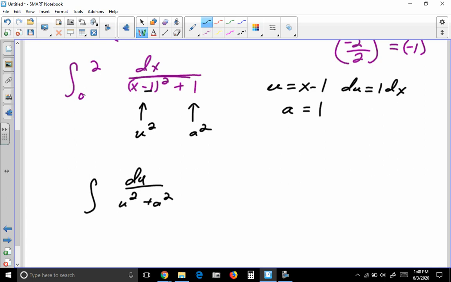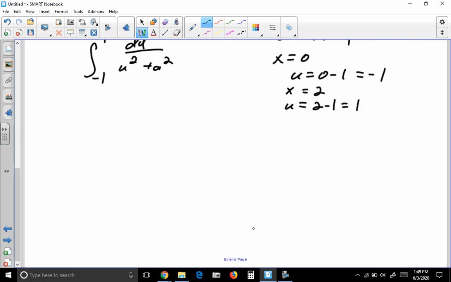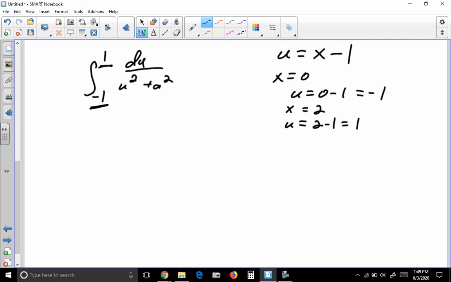So we could integrate that and change it back into x's and plug in 0 and 2, or we can go ahead and change our limits. We know the relationship between u and x, so this is an x value, that's an x value. So if we want to change it to u values, when, let's see, if x is 0, then u is 0 minus 1 or negative 1. If x is 2, so when x is 2, u is 2 minus 1 or 1. So that changes those limits. Those values are now in terms of u and not in terms of x.